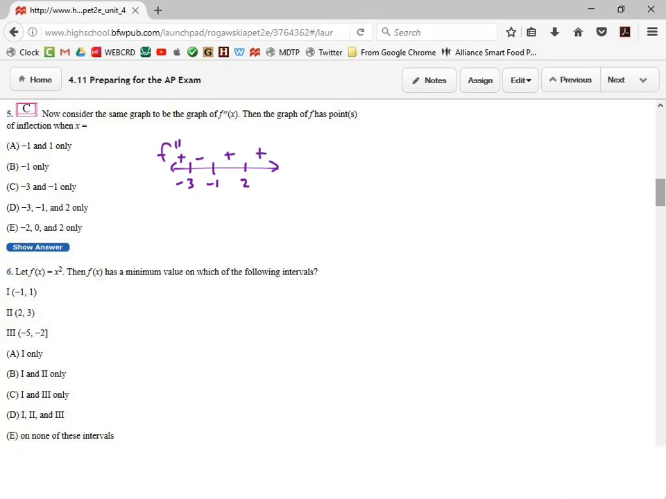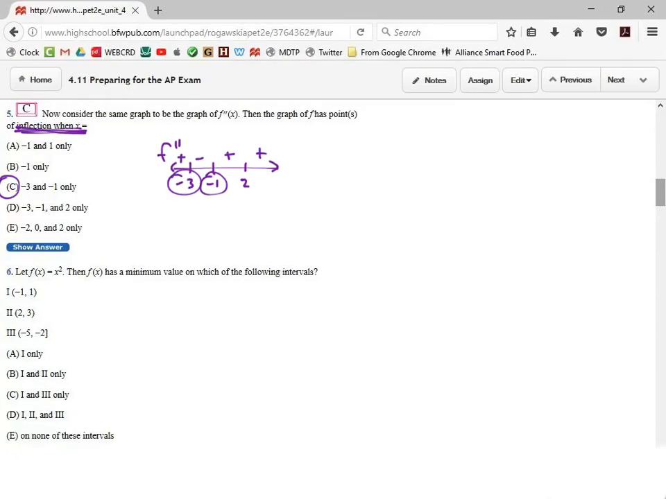Okay, now, where do we have inflection points? The graph of f has inflection points when, okay, so we have to look and see where the sign changes. It looks like the sign changes at -1 and -3. That's where the sign changes. So that means we only have points of inflection right there.